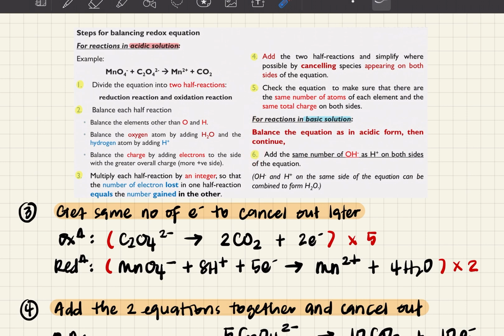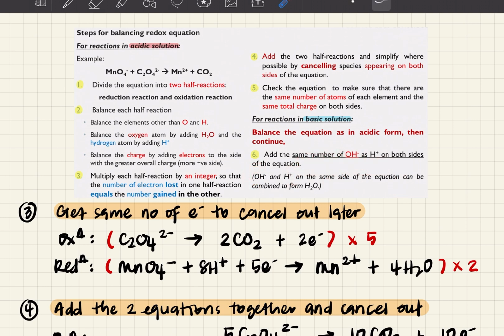So for step 6, for basic solution, you will add the same number of OH minus as H plus on both sides of the equation. Okay, so nanti OH minus and H plus on your same side, let's say on your left side, on the reactant side, will combine to form H2O. Okay, OH minus plus H plus akan dapat H2O, satu H2O molecule.